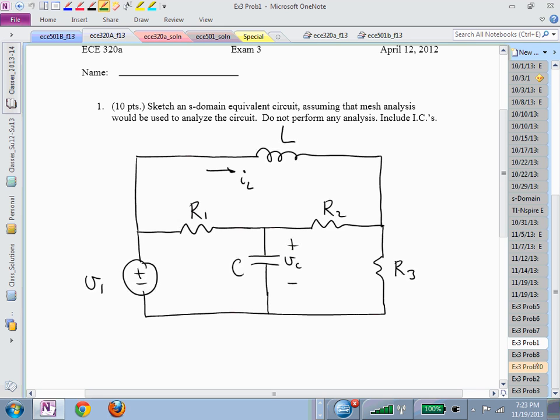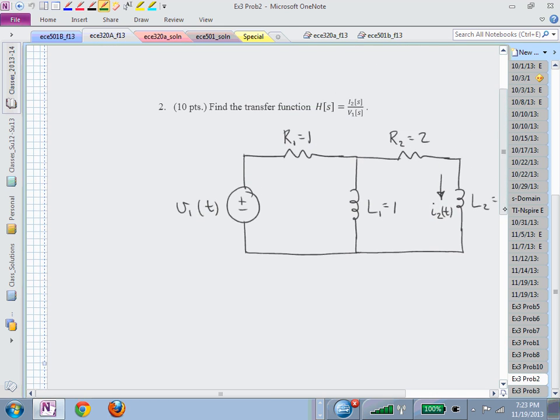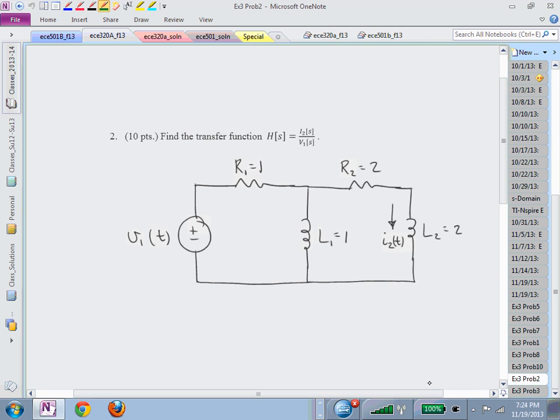What was another one? Find the transfer function. All sorts of ways to find this, but if it's transfer function, what do you do with initial conditions? You don't need to worry about them. You just replace L with SL, your C with 1 over SC, do the analysis. Maybe you do a 2-mesh analysis. And you find your second mesh. What were you asked for? If you find the current in the second rightmost mesh, that's your output. And you write that in terms of your input voltage, V sub 1.